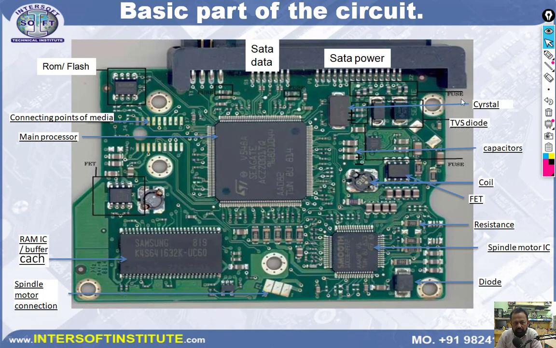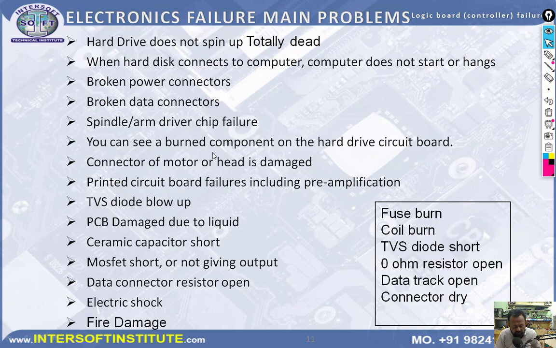This is a basic PCB related problem. PCB connections: here is your SATA connection, 7 pin, and PATA, 15 pin. The ROM reading, flash ROM, and the head connector. This is your main processor, buffer ICs, spindle motor, coil, and these are the TVS diodes, and all those components are here. So this is your PCB idea. Next. Now what are the electronics failures, what problems are there?